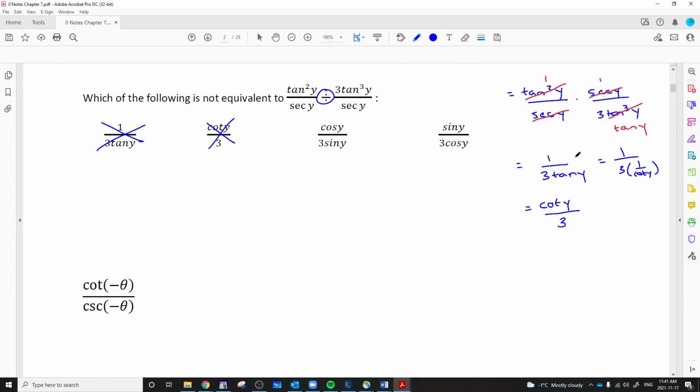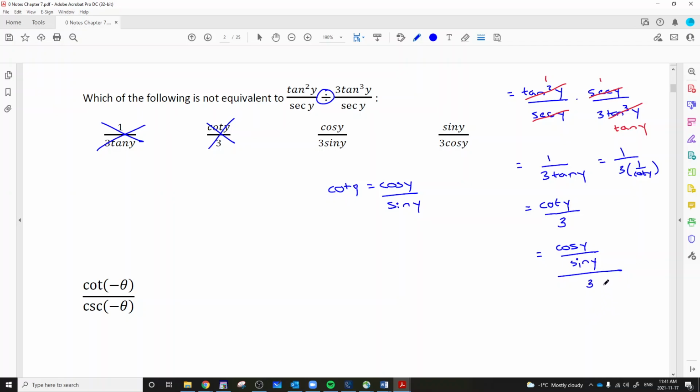Well, you could go back to your 1 over 3 tan y and change tan y into sine x over cos x. Or you could look at cotan y and say, oh, there's an identity that says cotan y is equal to cos y over sine y. So I'm going to do that one. I'm going to say, okay, cotan y is cosine y over sine y divided by 3.